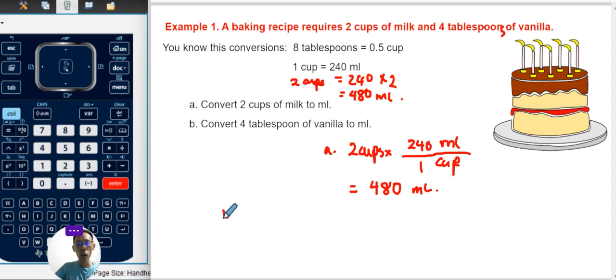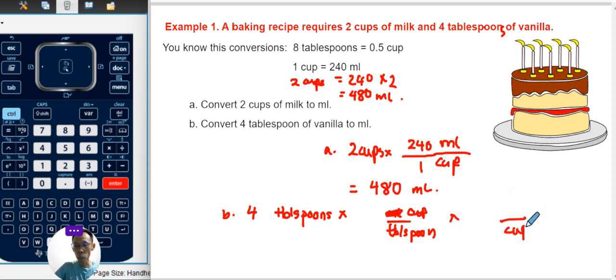The next thing is that I need to convert the tablespoon to milliliter. What we know is that we have 4 tablespoons, so I'm going to write tablespoon like that. And then I need to multiply the milliliter on top, and then here I need to have tablespoon. But unfortunately, tablespoon only goes to cup. So instead of milliliter, I need to put cup first. And then I need to do another conversion, that is cup at the bottom and milliliter on top.